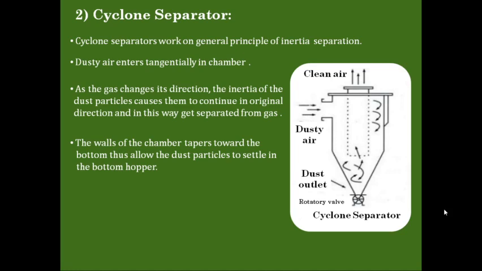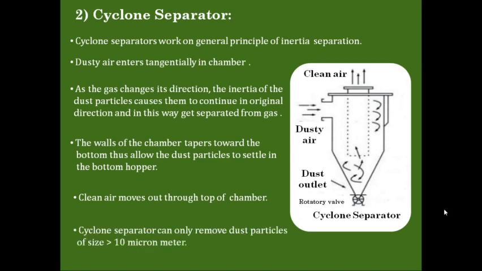So when these dust particles strike the inner wall of this cyclone separator, they slip down and move towards the bottom part of the cyclone separator, where they get collected in the hopper. The clean air moves out through the top of this chamber. In this diagram also it can be seen the outlet of this chamber is on the top, where we have written clean air.